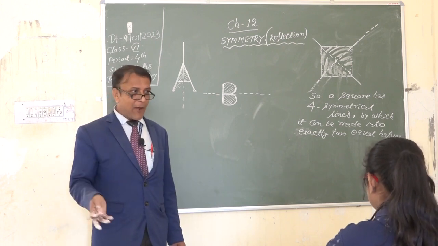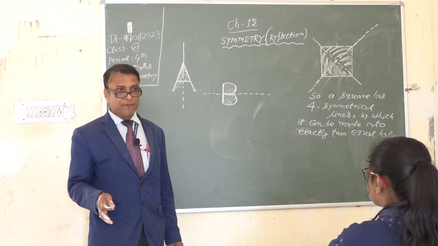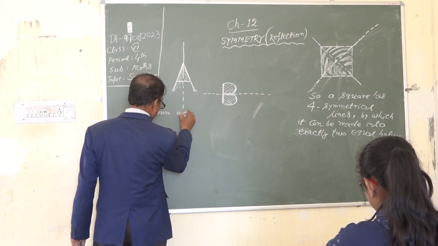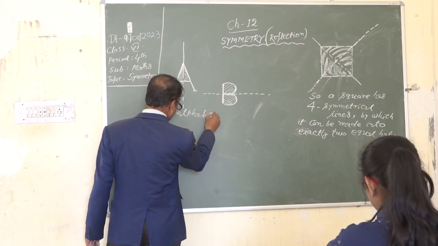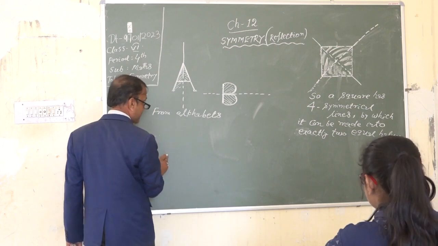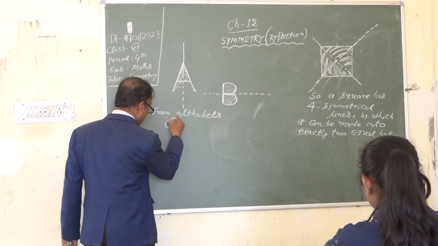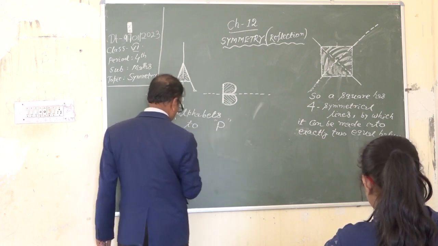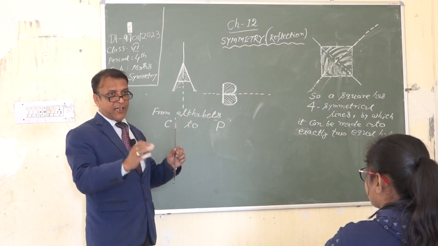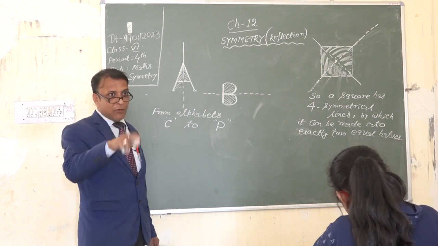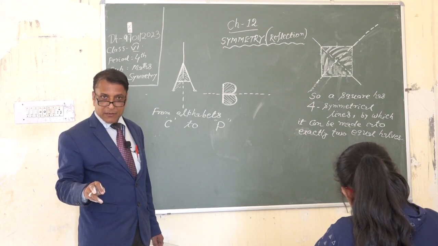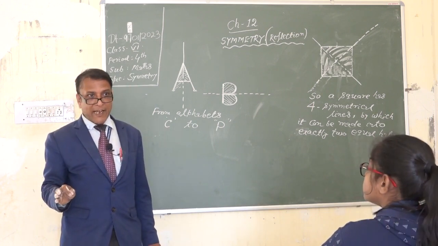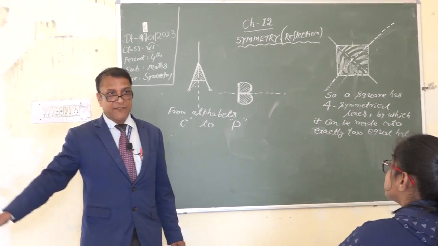Similarly, now I am asking you that from alphabets C to P, you will draw C, D, all the letters, and you will draw the symmetrical lines. Listen, sometimes we can get no symmetrical lines.